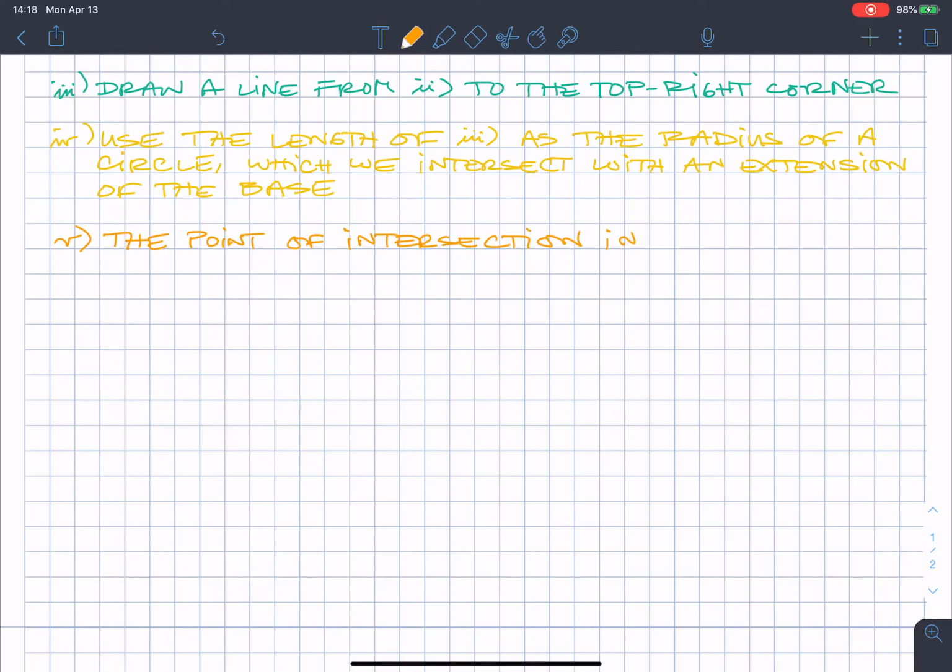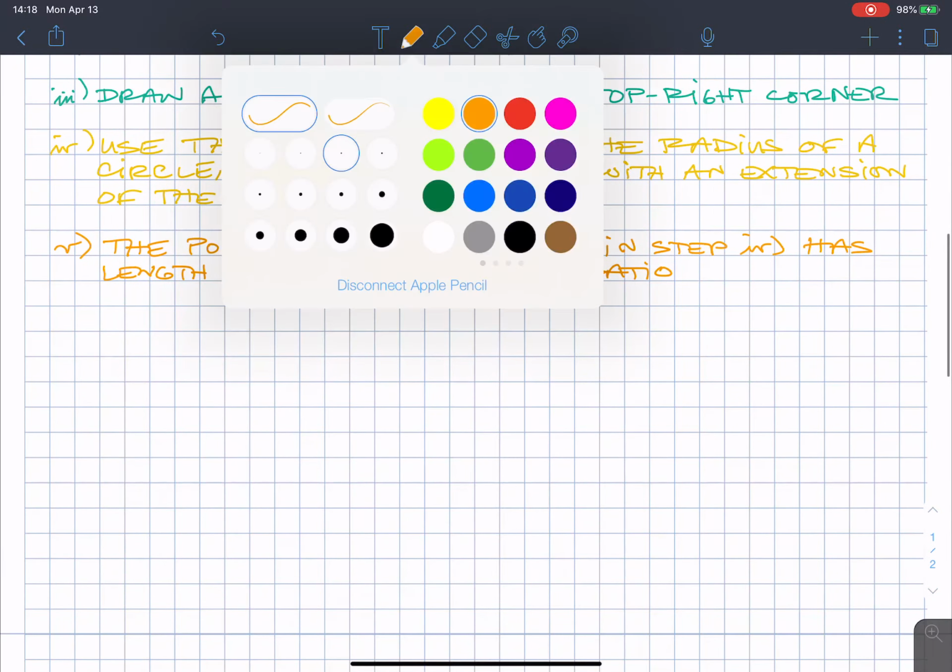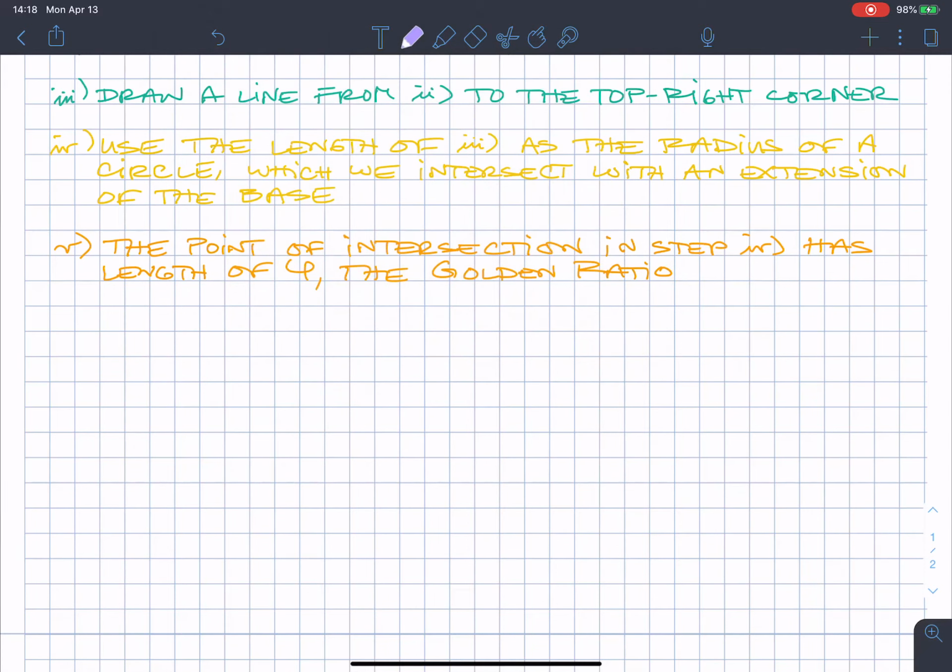In step 4, it has length phi, the golden ratio. Golden ratio. So what does this mean? Ratio. So I'm going to start in purple with a square of side length 1.